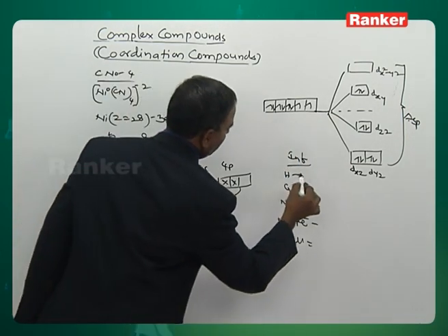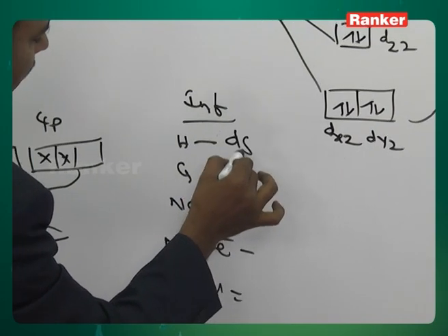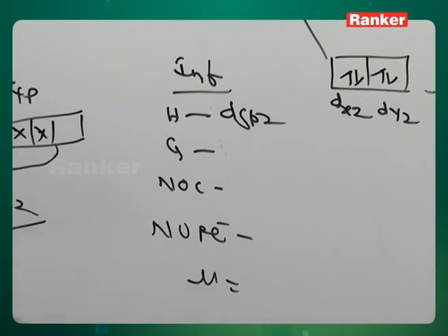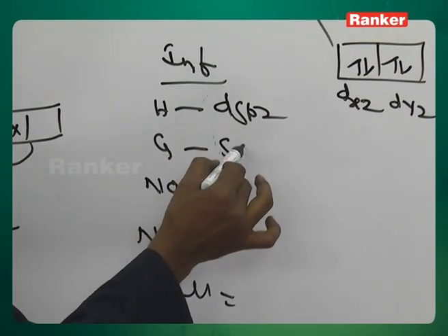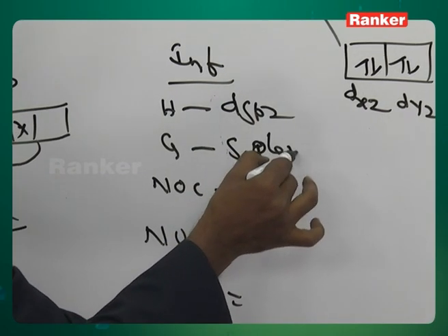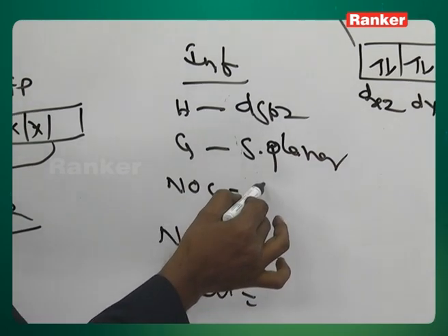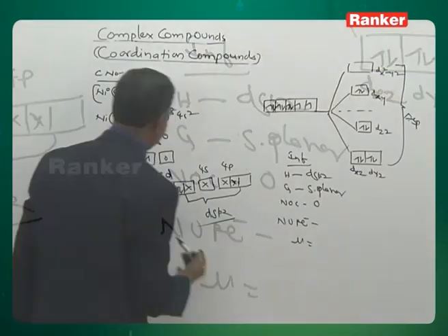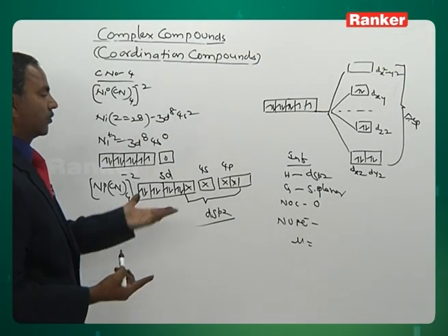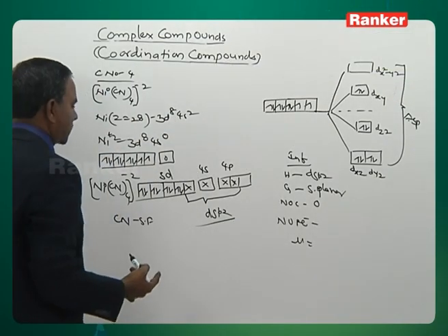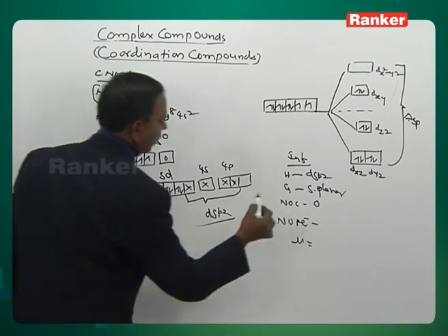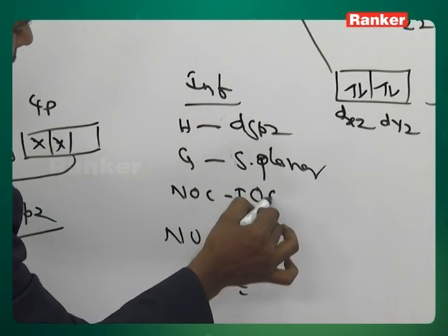Let us come to the information part. Hybridization we have discussed well: dsp2, geometry square planar. Number of unpaired electrons 0. NOS stands for nature of the complex. Therefore it is an inner orbital complex, let me say IOC.